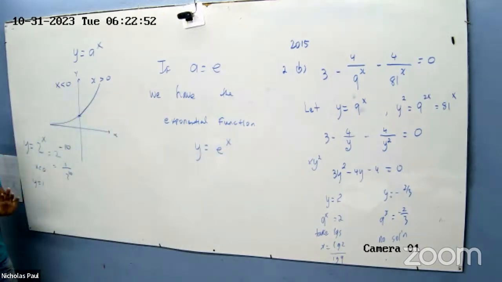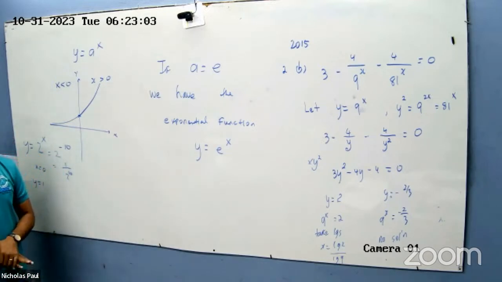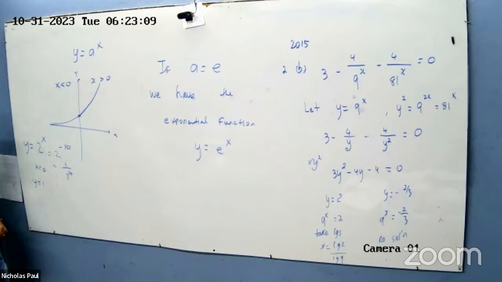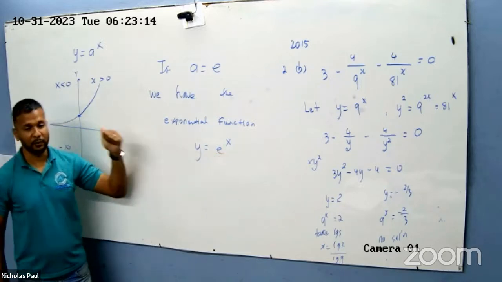Let's see if we can figure this out. What do you think y equal to e to the x will look like? Same thing, Shavish? Very easy one. So y equal to e to the x will look like that.